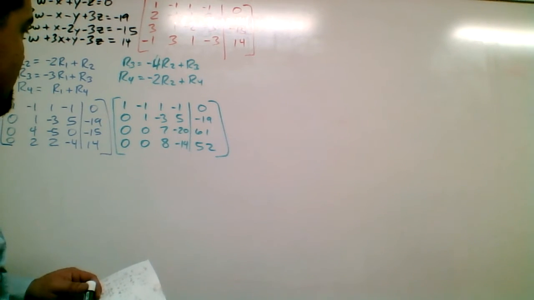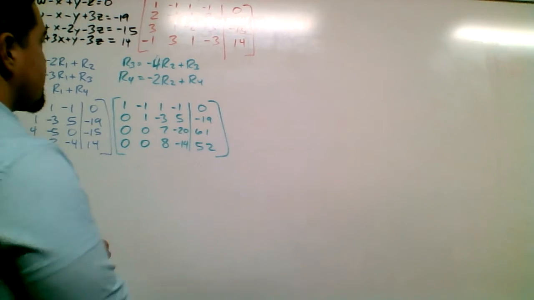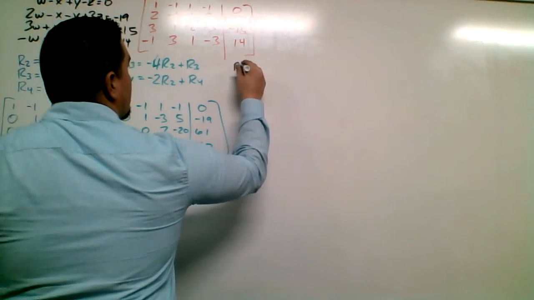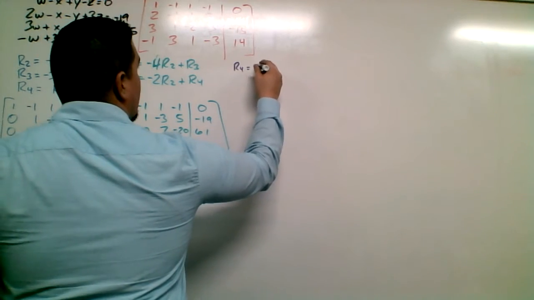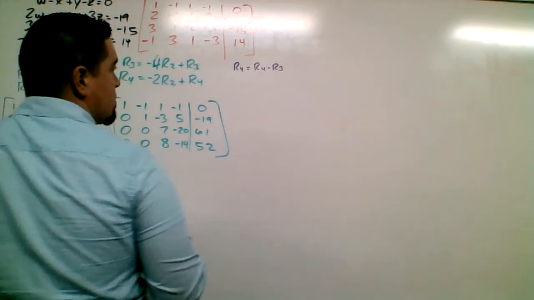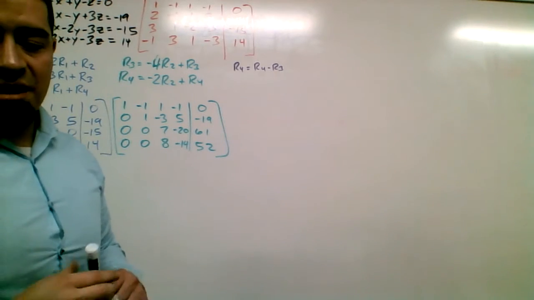We're going to subtract row 4. We're going to replace row 4 with row 4 minus row 3. Okay, so we'll do that operation on this step.